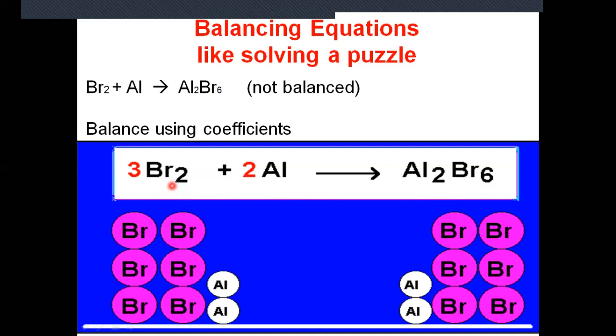So here you can see that the coefficient is multiplied by the subscript. 3 times 2 is 6. There are 6 bromine atoms on the reactant side, while on the product side there are 6 bromine atoms, and a coefficient of 2 is used with aluminium. It means there are 2 aluminium atoms, and on the product side there are 2 aluminium atoms. So this reaction is not balanced because the number of atoms on both sides of the equation are not equal, while this reaction is a balanced chemical equation because the number of atoms on the reactant side and on the product side is equal.